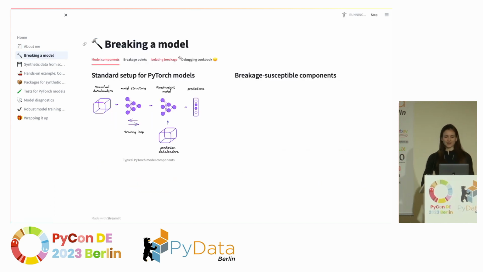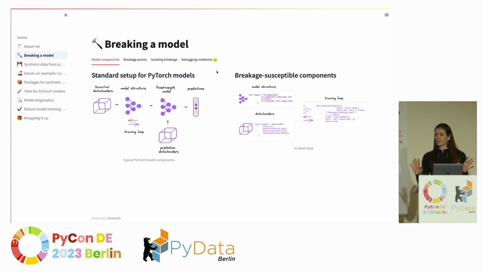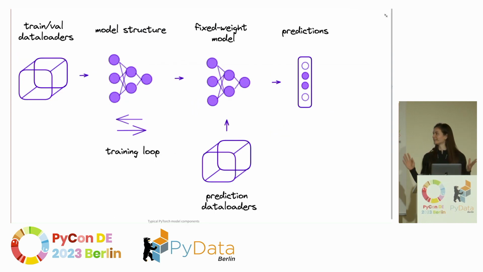So let's get right into it. First of all, I want to get everyone on the same page with a quick reminder of what our PyTorch models usually consist of. So for most of you, I think this will be pretty clear already. We usually have our training and validation data packaged in data loaders. We have our model structure set up, which we train with our training loop. We obtain a fixed rate model, and then we usually have some prediction data loaders and obtain new predictions.